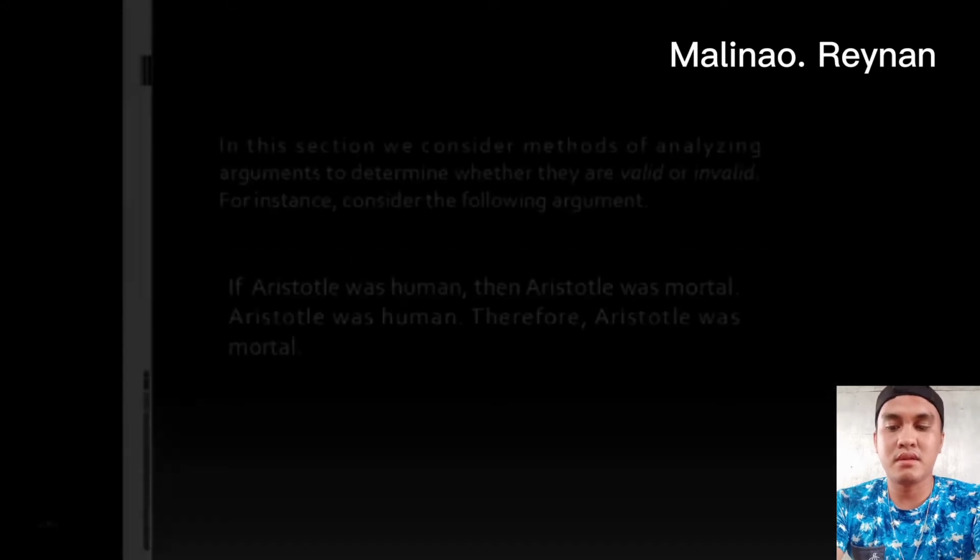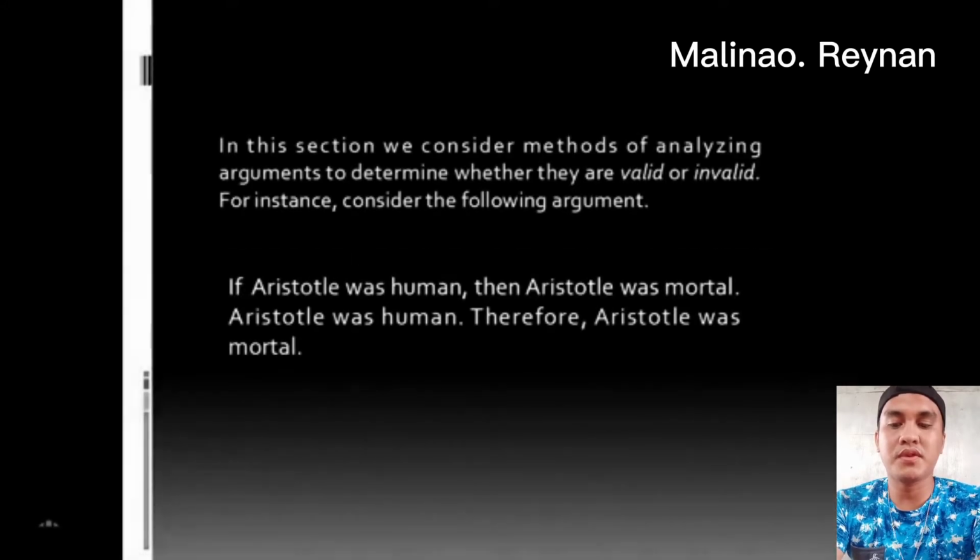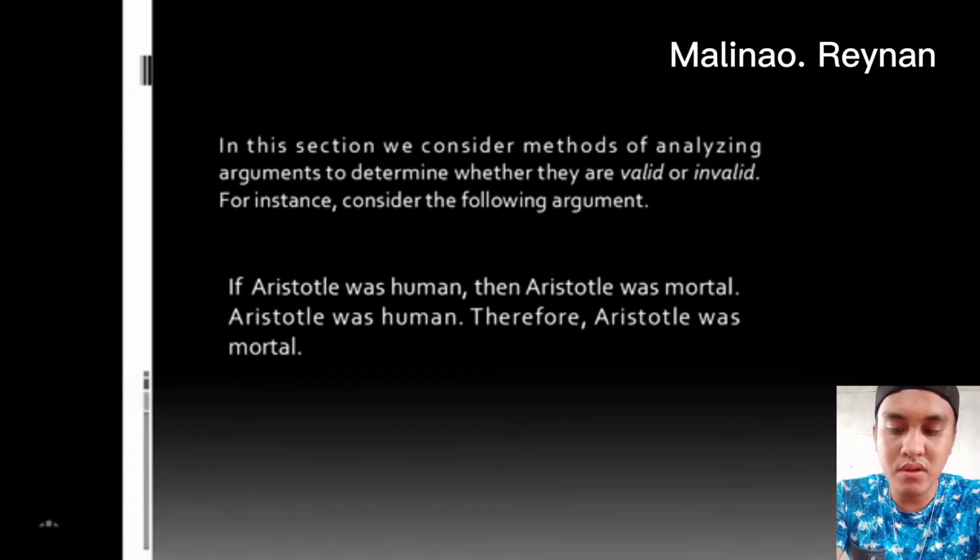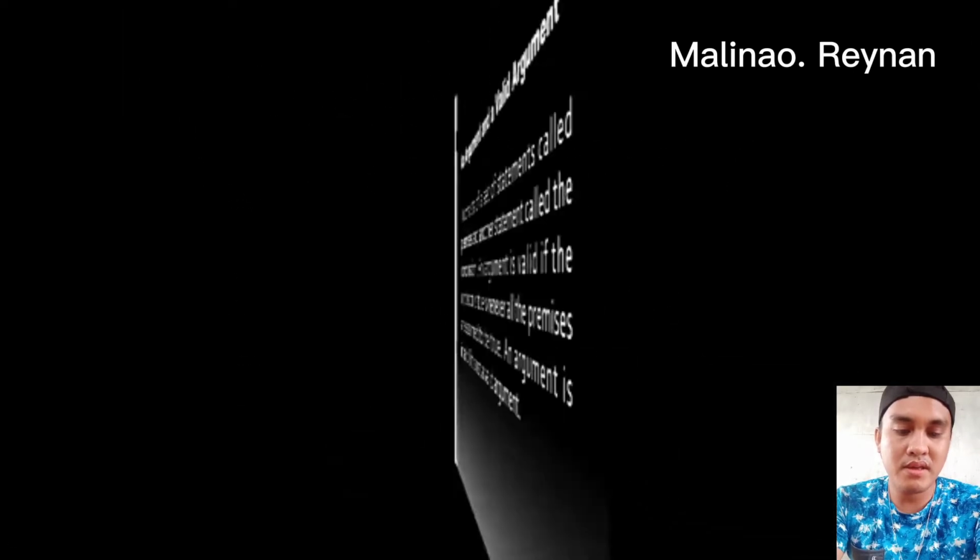Symbolic arguments. In this section, we consider methods of analyzing arguments to determine whether they are valid or invalid. For instance, consider the following argument. If Aristotle was human, then Aristotle was mortal. Aristotle was human, therefore Aristotle was mortal.